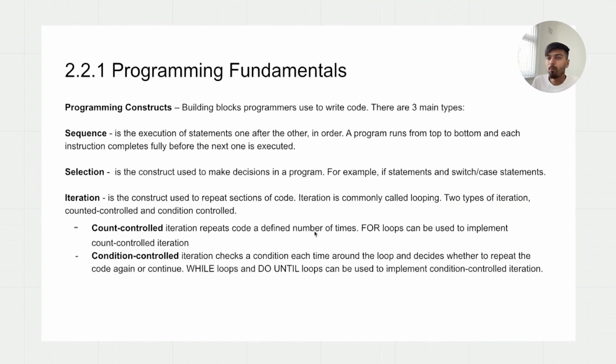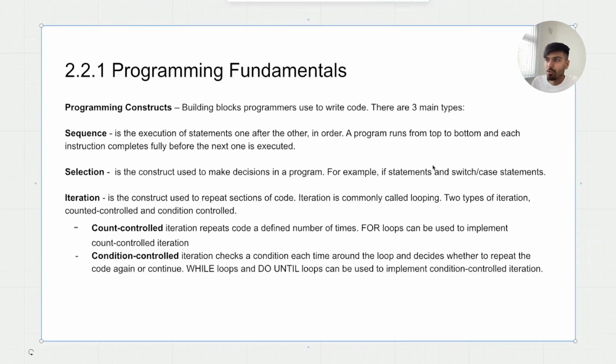For example, when a user types something, if they type a certain thing, we want to stop. If they don't write that, we continue looping. So there are two examples, a while loop and a do until loop. They are both ways of implementing a condition controlled iteration.